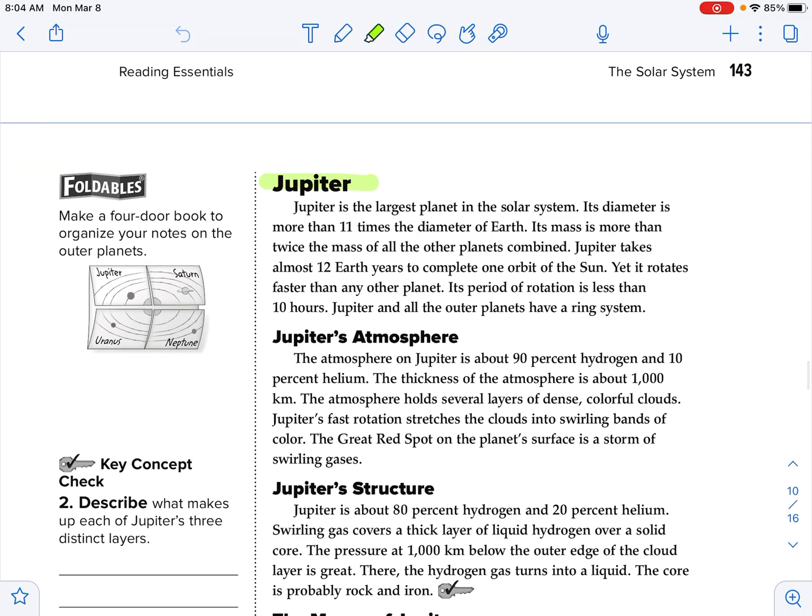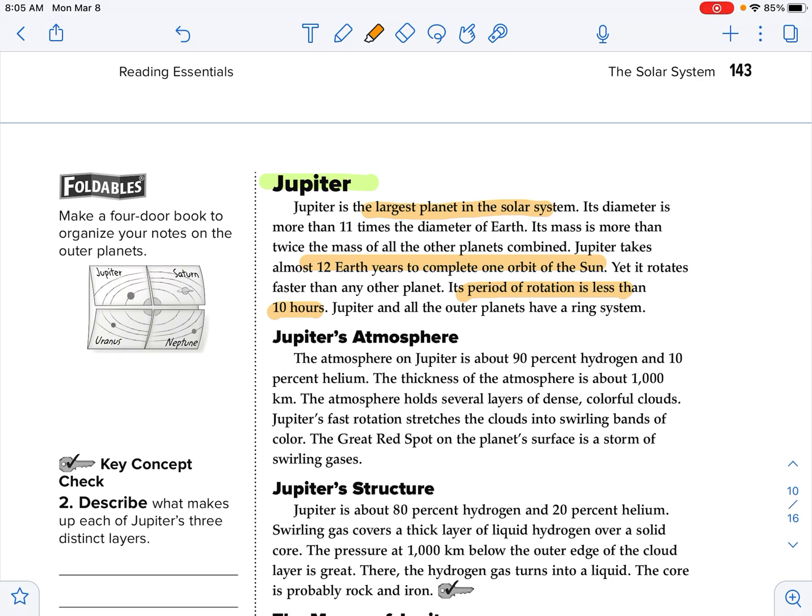Jupiter. Jupiter is the largest planet in the solar system. Its diameter is more than 11 times the diameter of Earth. Its mass is more than twice the mass of all the other planets combined. Jupiter takes almost 12 years to complete one orbit of the Sun. Yet, it rotates faster than any other planet. Its period of rotation is less than 12 hours.